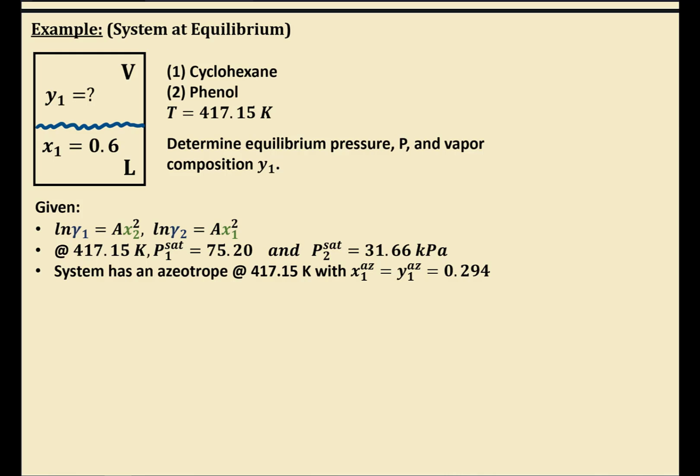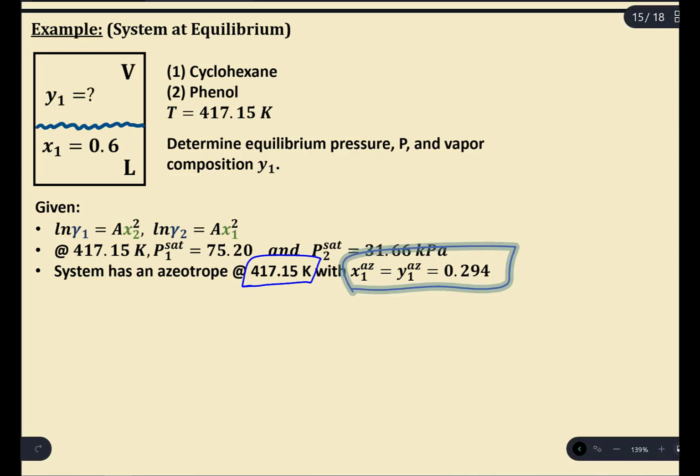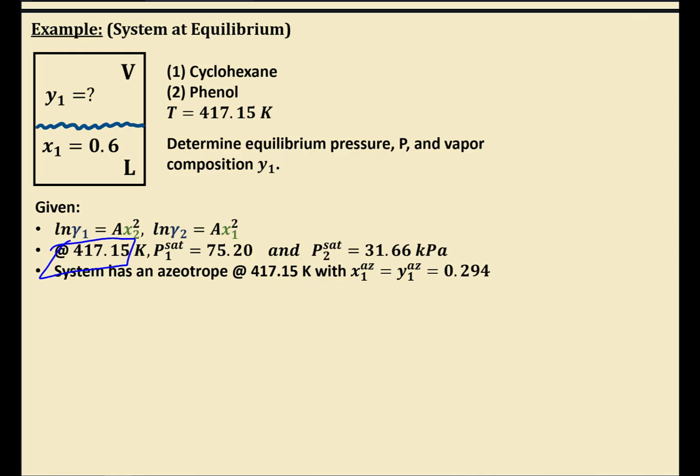We're given that the activity coefficients follow these equations, but we're not given A. In this problem, we're not given A, but we're given other information. The system has an azeotrope at 417.15 Kelvin, at this composition. And at the same temperature, P1 sat is this, P2 sat is this. So we're given some data points that will help us solve for A if we need it.